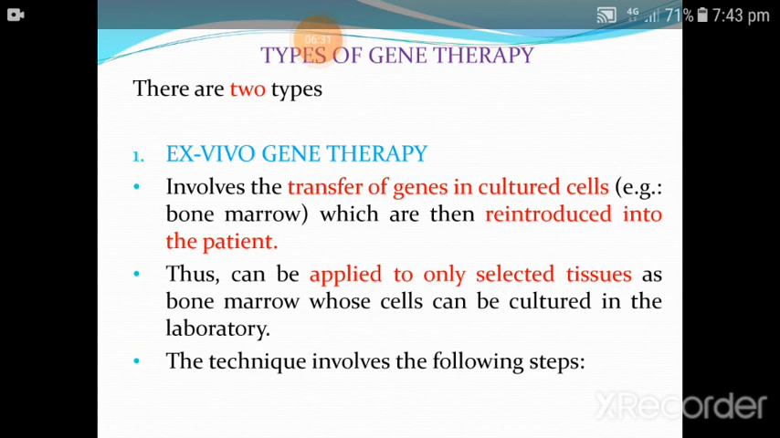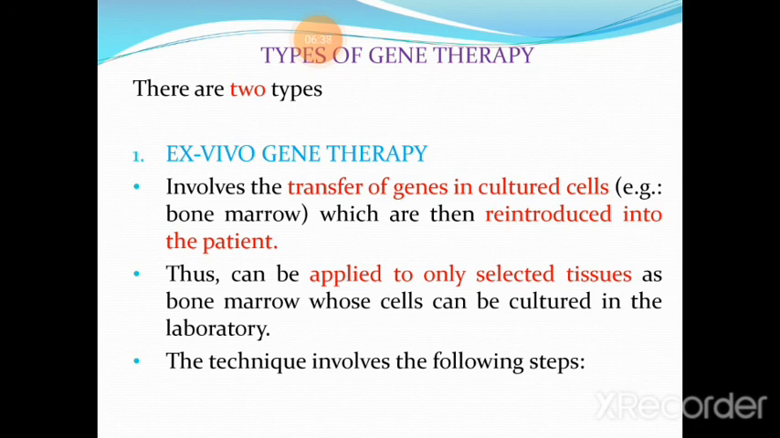There are two types of gene therapy. One is ex vivo gene therapy, and the other one is in vivo gene therapy. Ex vivo gene therapy involves transfer of genes in cultured cells like bone marrow, and these bone marrow cells which are cultured are reintroduced back into the patient. So this happens outside the body of the patient.